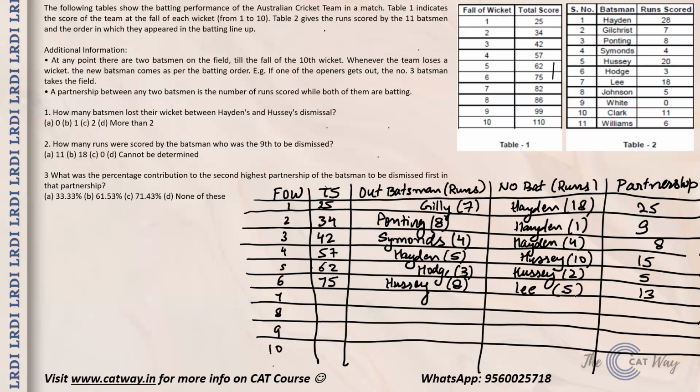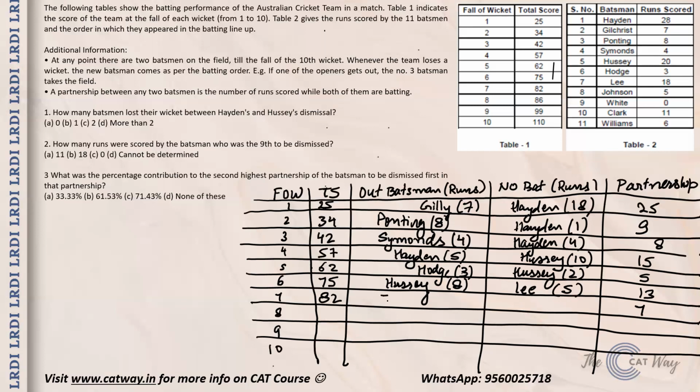Lee. Now the next wicket fell on 82. Lee has another 13 runs to make, but the partnership lasted only for 7 runs. That means Lee cannot be the person who got out, because he still has 13 runs to make, whereas only 7 runs were made.